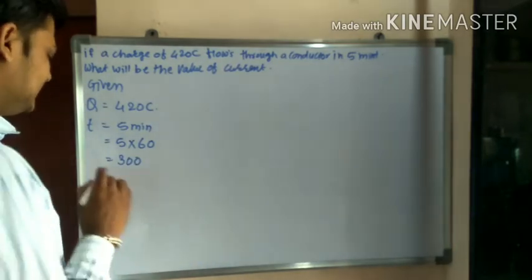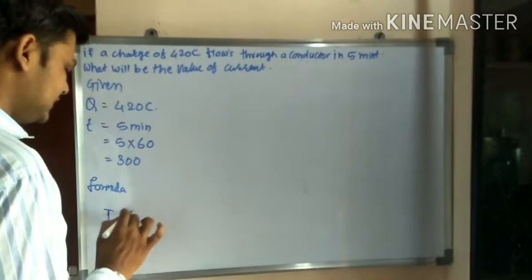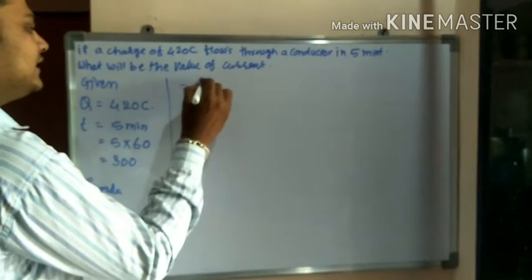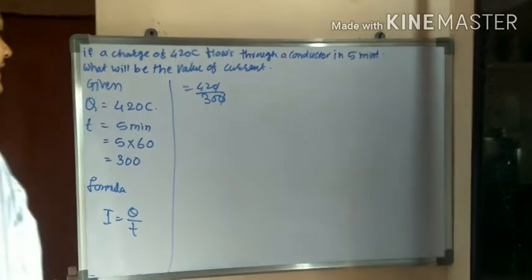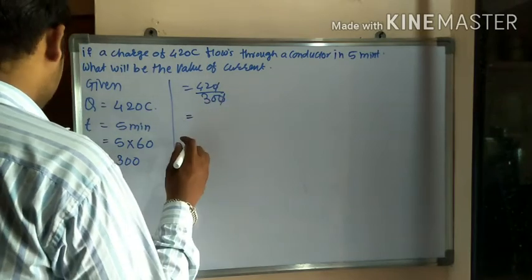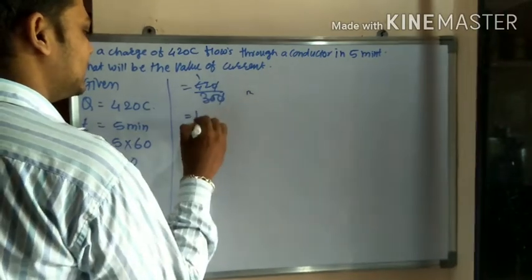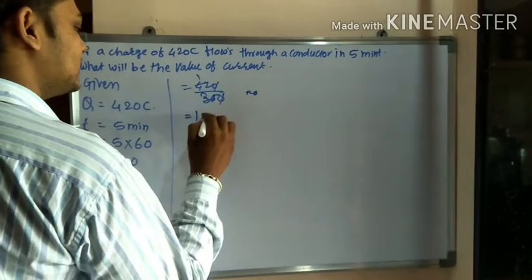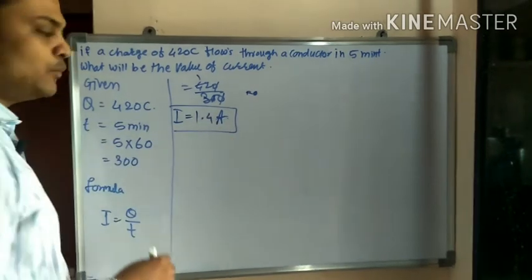Okay, that's it. Now we have a formula, exactly like this: I is equal to Q by T. Next, we have the value, that is 420 divided by T, 300. The 0s get cancelled. So if we cancel the 0, we'll get 42 divided by 30. When you calculate this, 30 ones are 30, 12 remains. So ones are... point not given, 0 again cancels, 3 fours are 12, so 1.4 ampere. So the value of current flowing through the conductor is 1.4 ampere.